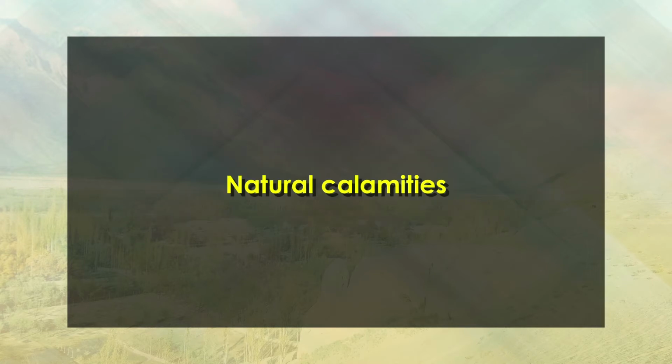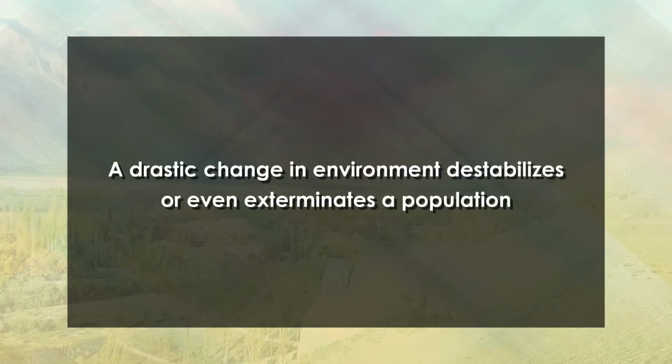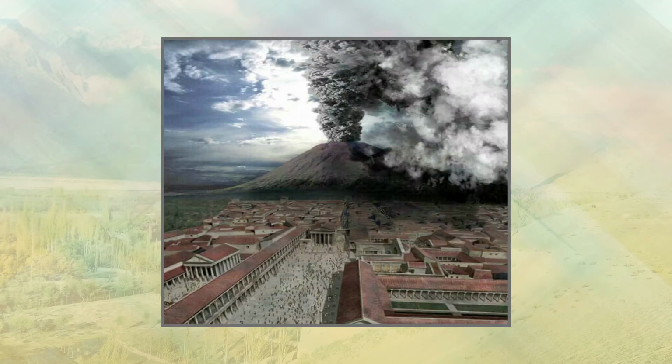Number 8, natural calamities. A drastic change in the environment destabilizes or even exterminates a population. Natural calamities such as earthquake, volcanic eruptions, etc.